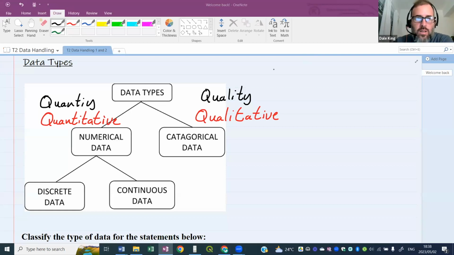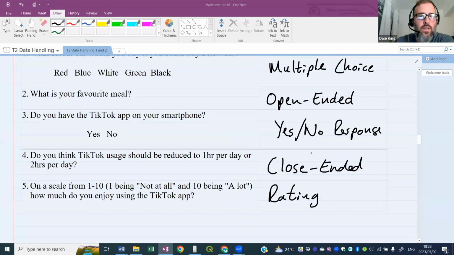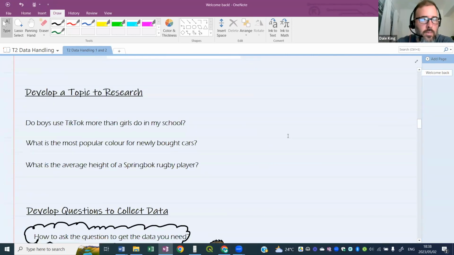Okay, so qualitative data. If I go back up to the questions that are posed, I'm going to scroll up for now. There we go. Let's look at this question here. What is the most popular color for newly bought cars? Will this give me quantitative, qualitative, or let's rather use easy words, numerical or categorical? What kind of data will that give me? Categorical. Very good. Well done, Sakile. So this will give me categorical.